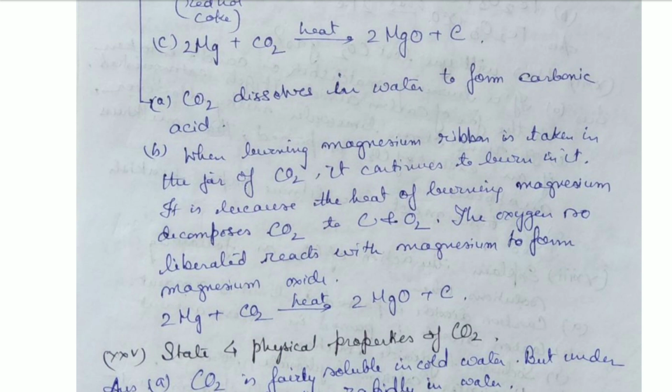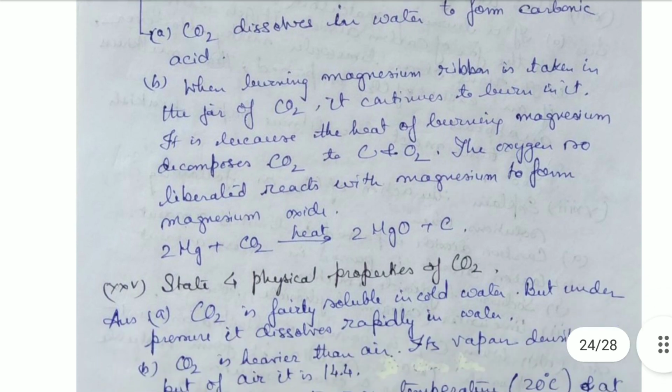It is because the heat of the burning magnesium decomposes the carbon dioxide to carbon and oxygen, and this oxygen combines with magnesium to form magnesium oxide. It oxidizes the magnesium to form magnesium oxide, and carbon dioxide itself gets reduced to carbon.